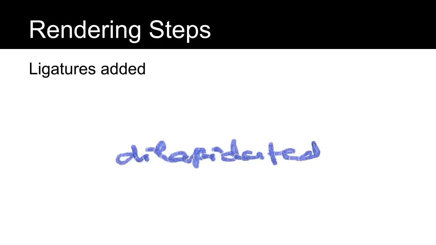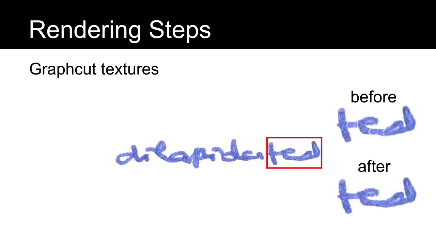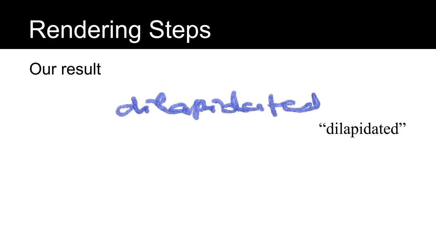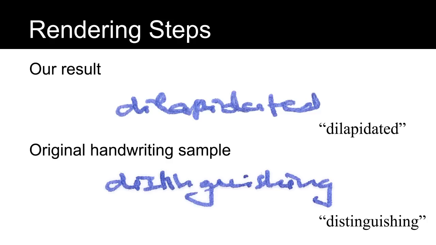We add ligatures if they are present in the source sample. However, naively joining glyphs together results in visual artifacts. In our algorithm, we use graph cut textures to blend them together. Comparing our result to a real handwriting sample from the same individual shows that we can produce a rendering that is faithful to the input style. Note that this author has the unusual style of sometimes joining the dots on the eyes to the subsequent characters. We did not hard code this behavior, but our algorithm replicates this stylistic trait as it appears in the input data.